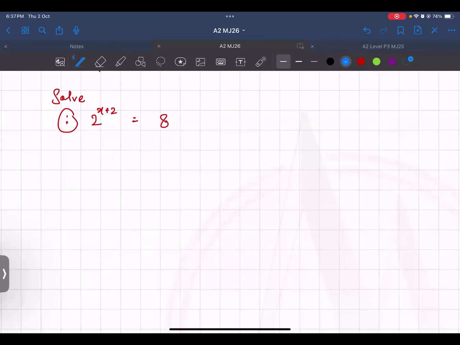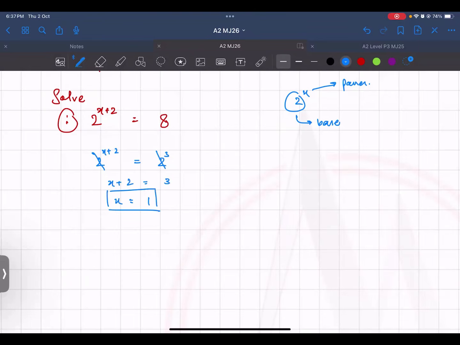And to solve this equation, what do you have to do? The rule was that if you make the bases same on either side of the equation, 2 power x, 2 is the base and x is the power. So on either side of the equation, if you can make the bases same, then you can equate the powers. So 2 power x plus 2, you can't do anything to this one. You can write 8 as the power of 2. 2 cube is your 8. So now you can see the bases are same. 2 and 2 cancel out, and then you can equate the powers. So x plus 2 is equals to 3. And so your answer comes out as 1. This is how you solve exponential equations.